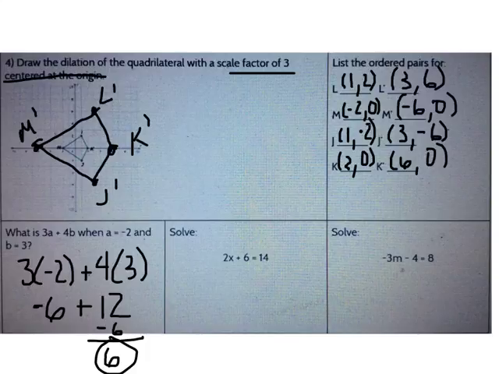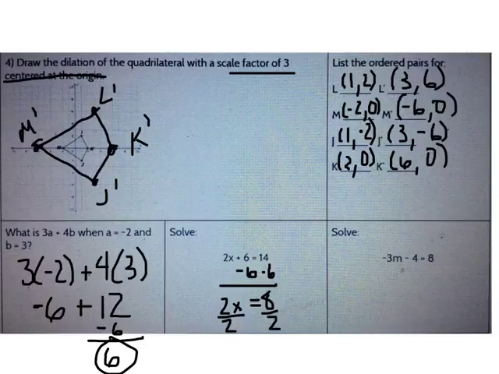Last year, in 7th grade, we solved two-step equations. To solve this problem, what would I do first? I would subtract 6 from both sides. What's 14 minus 6? It's 8. So I'm left with 2x equals 8. What would I do next? Remember, I used inverse operations. I would divide both sides by 2 to isolate the variable x. X equals 4.